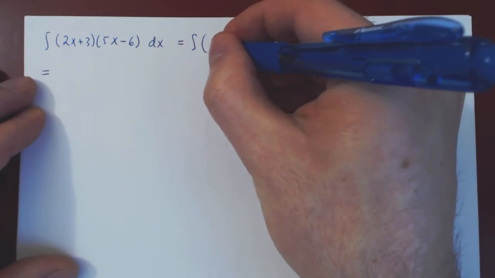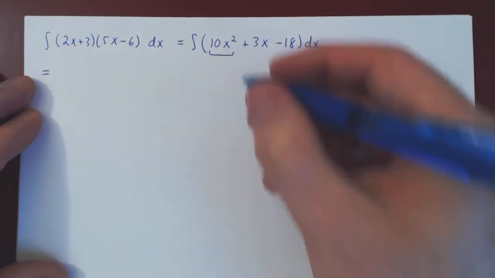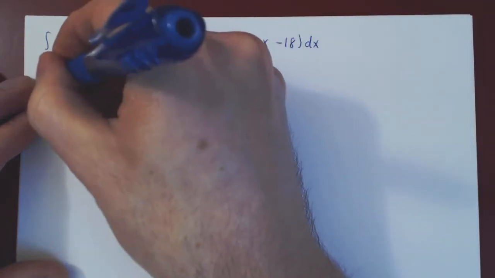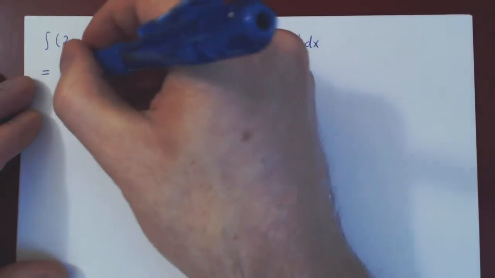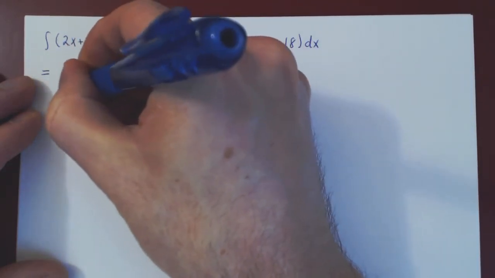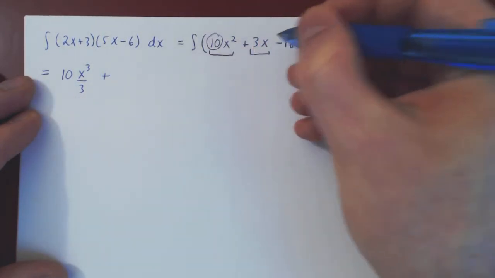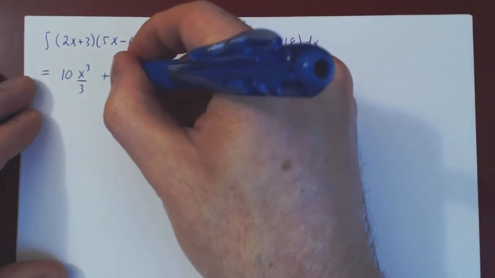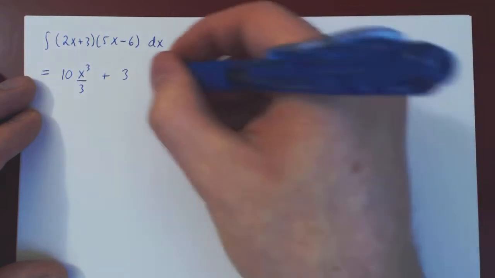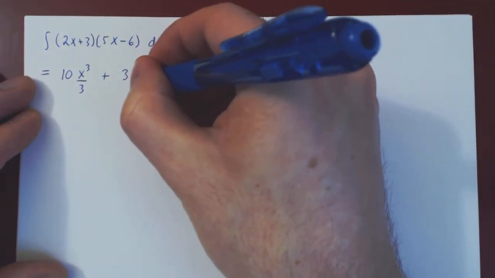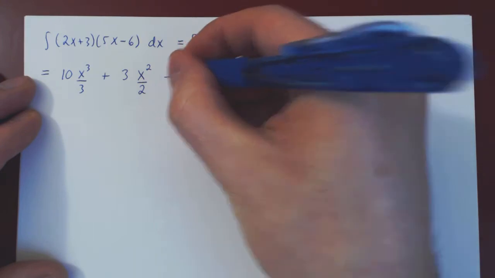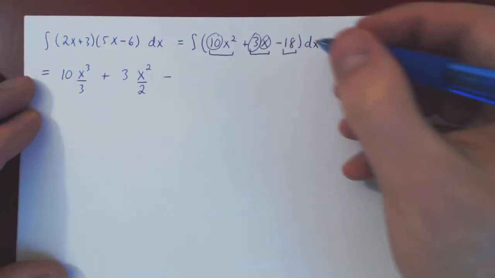So we integrate first 10x squared. The 10 is a scalar multiple, it stays there. Power rule on x squared, x cubed over 3, plus we integrate the second function. 3 is a scalar multiple, it stays there. Power rule on x, x squared over 2, minus we integrate the third function, 18.